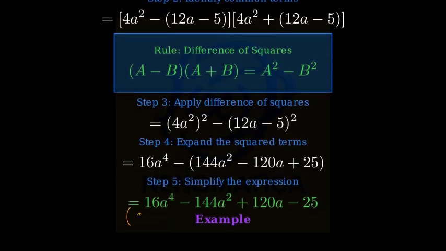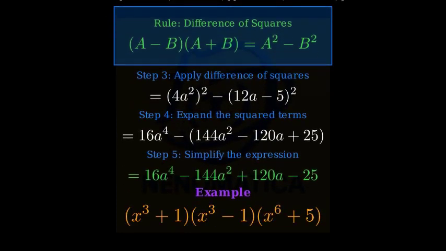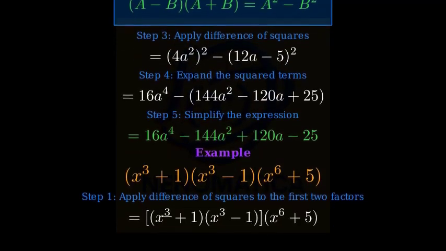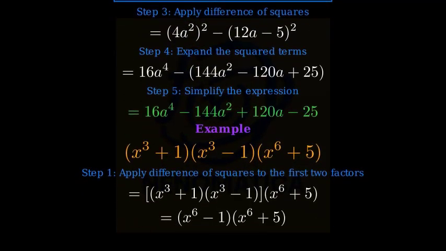We need to solve the expression x cubed plus 1 times x cubed minus 1 times x to the 6th plus 5. Let's solve this step by step. First, we'll focus on the first two factors. We can apply the difference of squares formula to x cubed plus 1 times x cubed minus 1, which gives us x to the 6th minus 1.